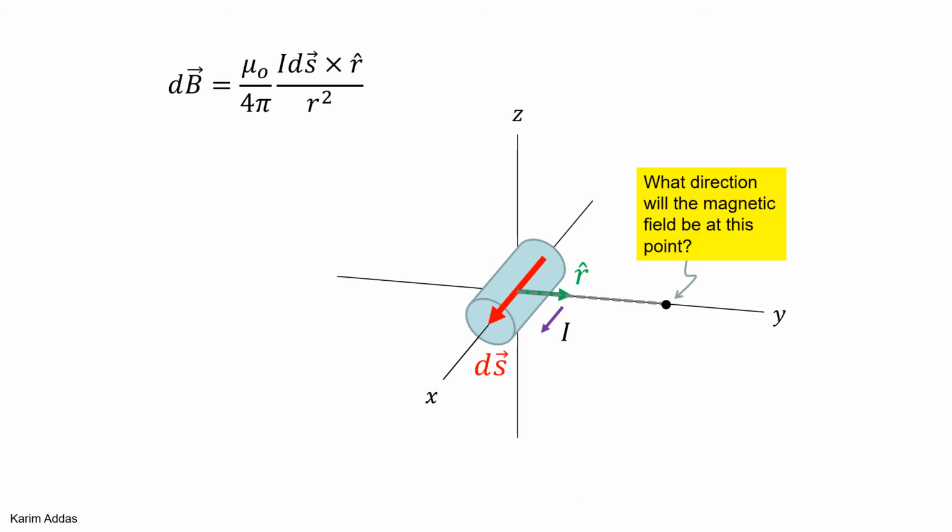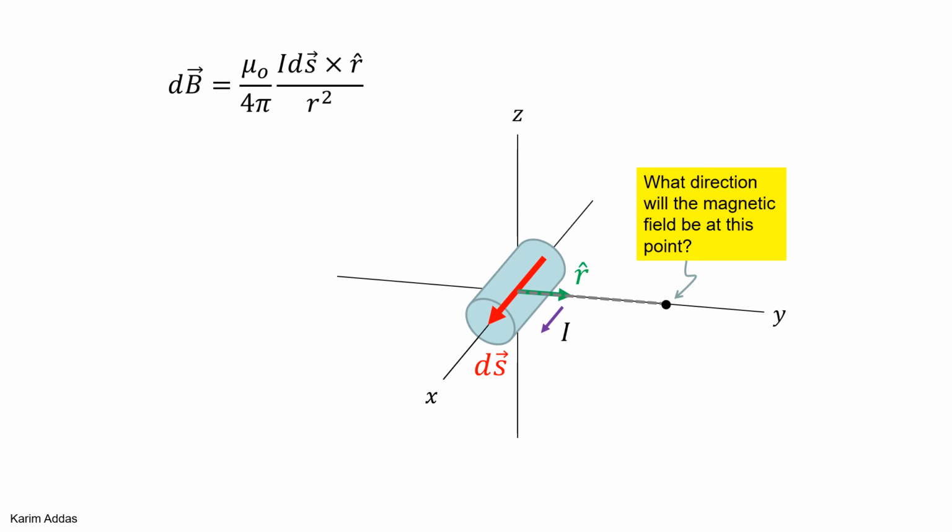And now we go to this point over here. What will the magnetic field at this point be? Again, ds is the same. The difference is that r hat has changed. Now, since we want to find the magnetic field here, the r hat unit vector points from the element to the point, and it points in the positive y direction.